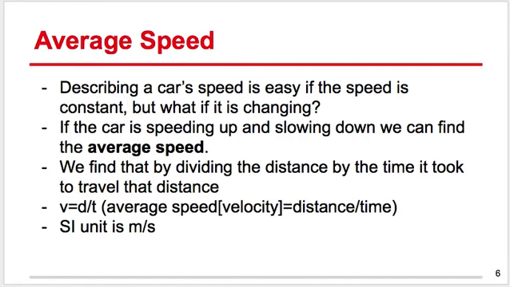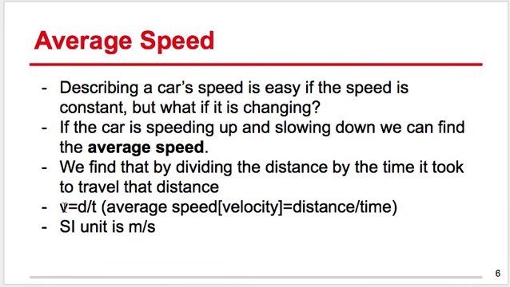Average speed. Describing the car's speed is easy if the speed is constant. But what if it's changing? What if the speed of the car, like we know, is changing? We're braking, we're accelerating, things like that. If the car is speeding up and slowing down, we can find the average speed. We find that by dividing the distance that's been traveled by the time it took to travel that distance. So here's our formula for average speed.